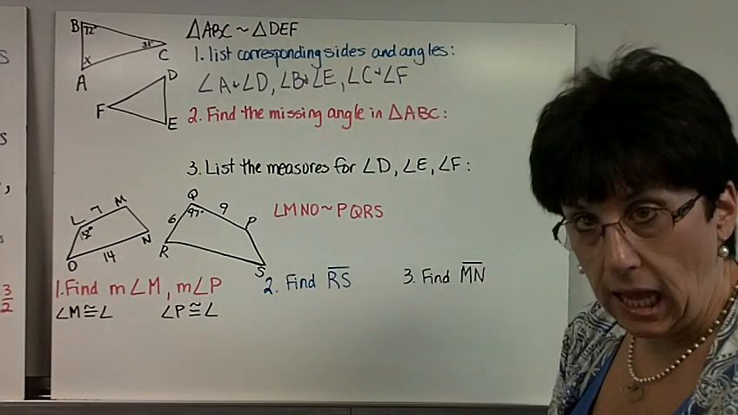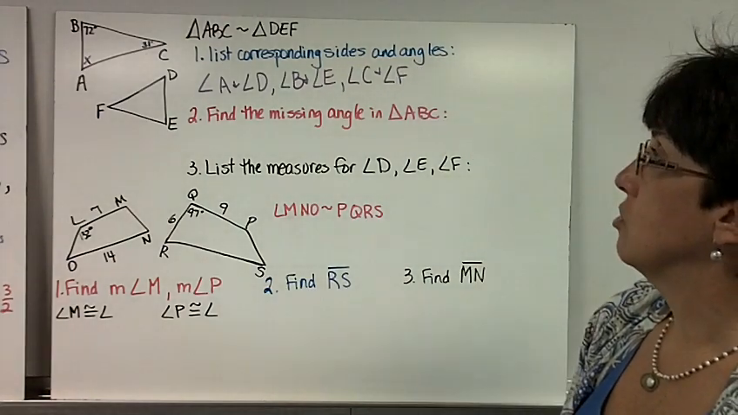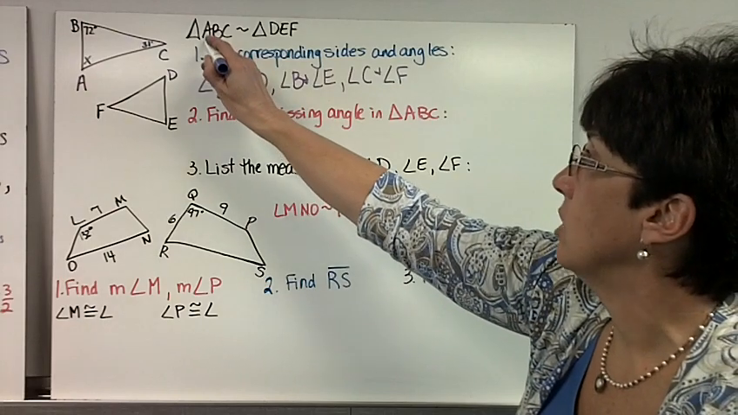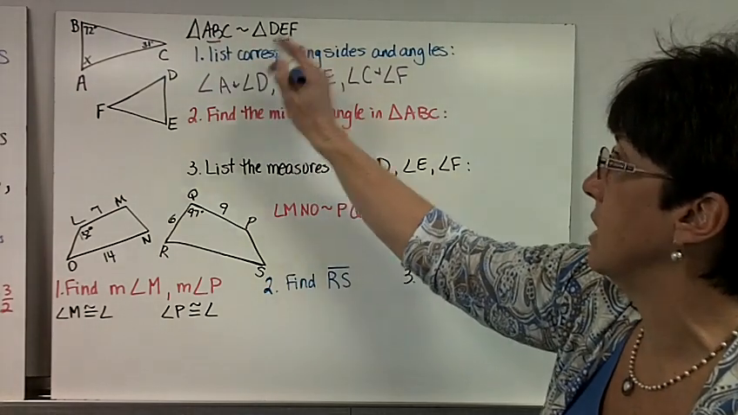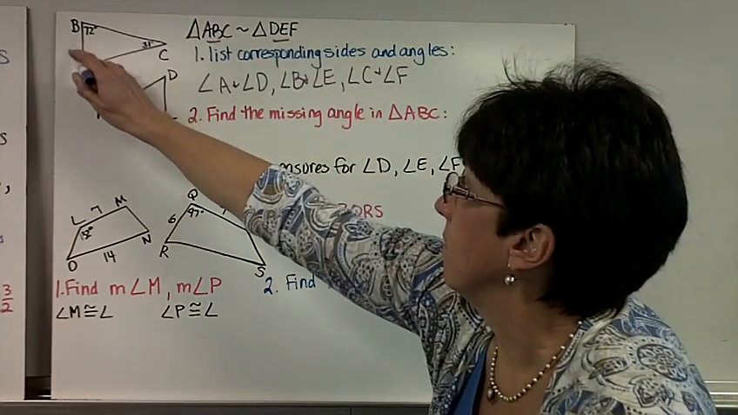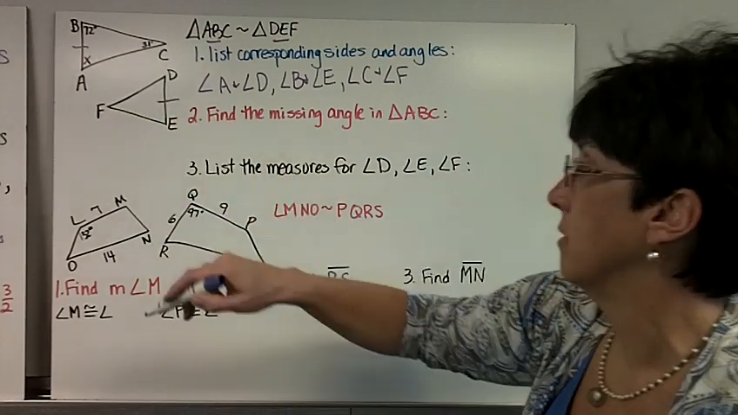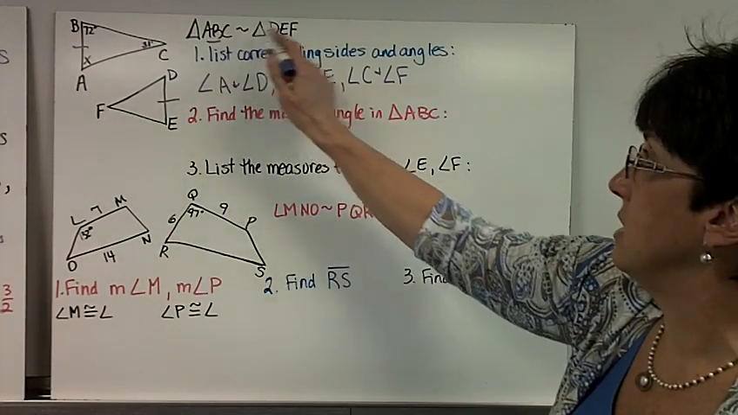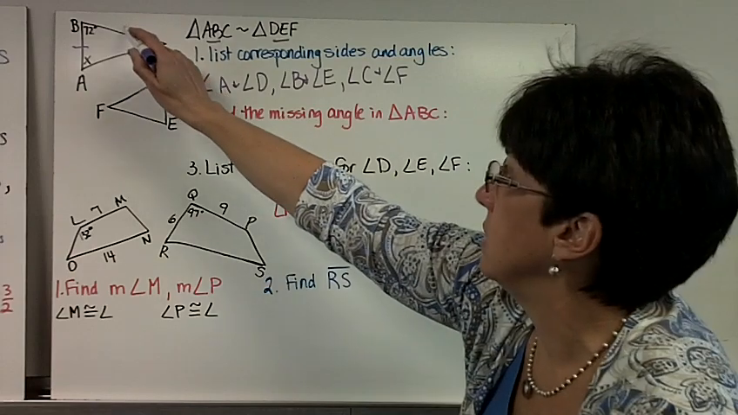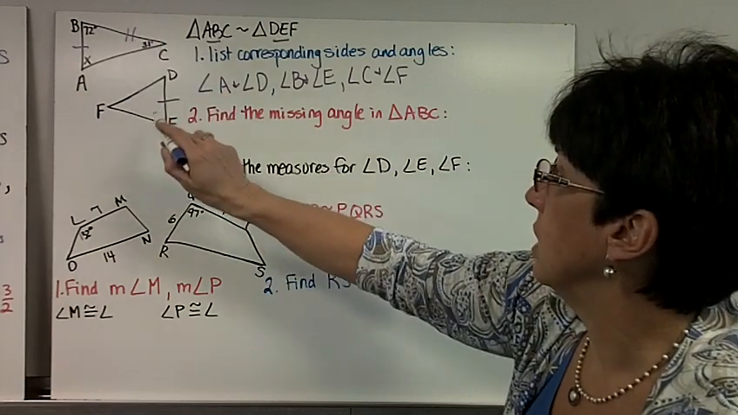Those are the corresponding angles, okay? And the corresponding sides, side AB goes with side DE. So this side and this side, okay? And then BC goes with EF.